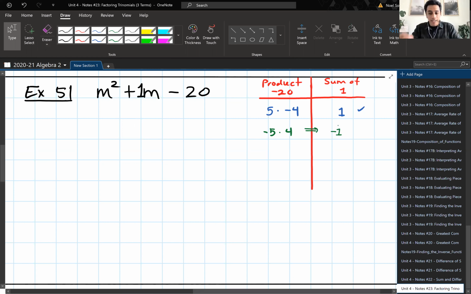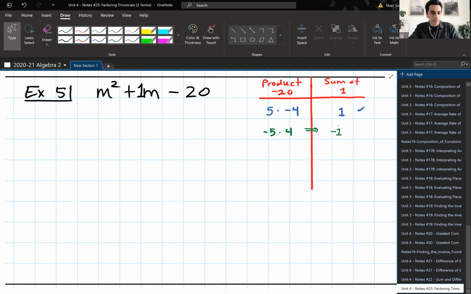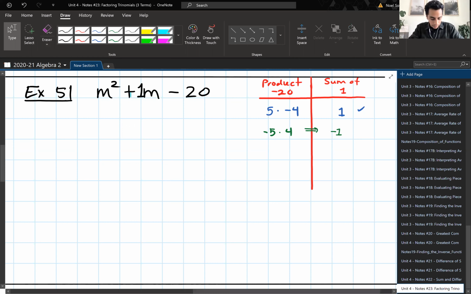The sum would be -1, right? That's not what we want. We want positive 1, right? That's why the sign is so important. Okay, so we know that the first set of factors is the correct one, the second one is incorrect.